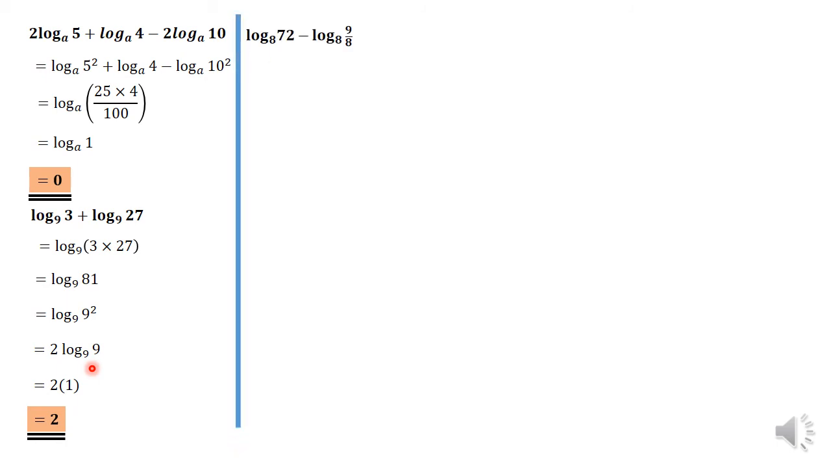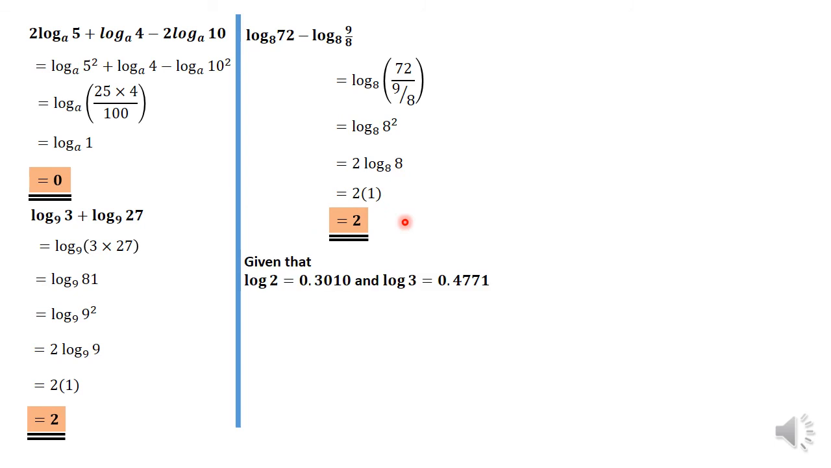Now, moving on to another question, we have this number here. Again, we're going to write this one as log to base 8 of 72 divided by 9 over 8. Therefore, it is log of 8 squared, which is 2 log of 8 to base 8, which is 2 times 1, which is 2. That's the answer there.